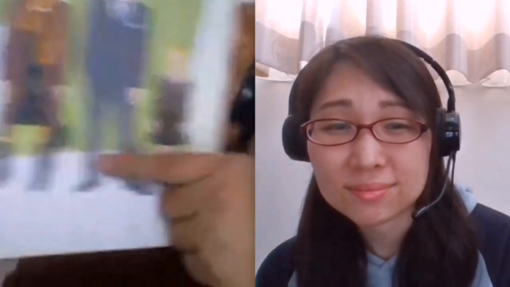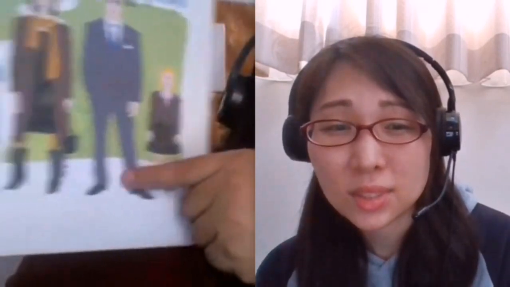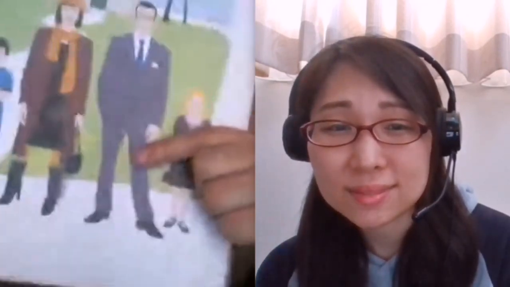Another. What about this one? Are these legs ours? No, those legs aren't ours. They're theirs. For an example, are these their books? No, these aren't their books. They're our books. Are these books theirs? No, these books aren't theirs. They're ours. The books.